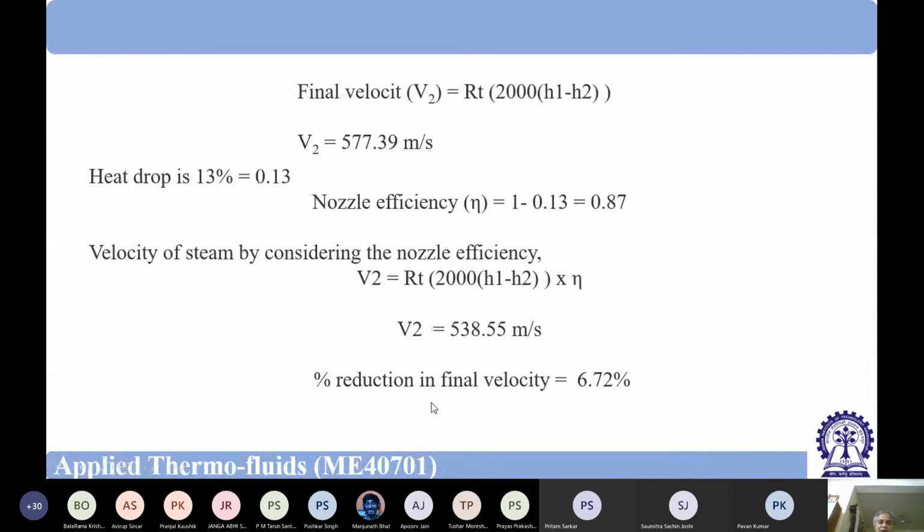If we get H2, then the velocity we can find out by this particular formula, in meter per second. Then if there is a thermal energy drop by 13%, the nozzle efficiency is equal to 1 minus 0.13, that is 0.87. The velocity of steam considering the nozzle efficiency is equal to this one. Then the reduction in final velocity, we can get, is 6.72%.